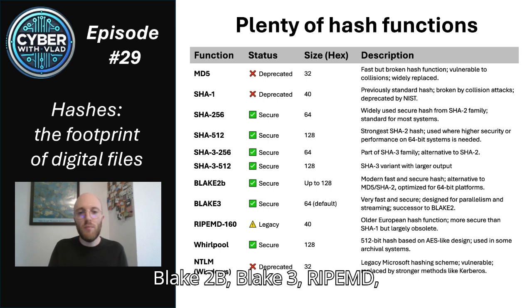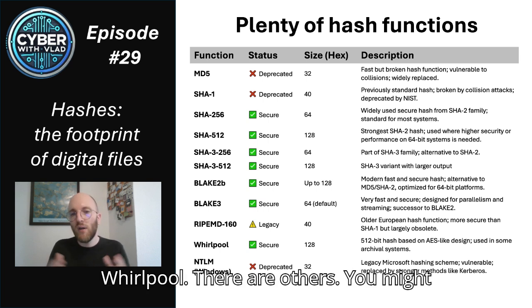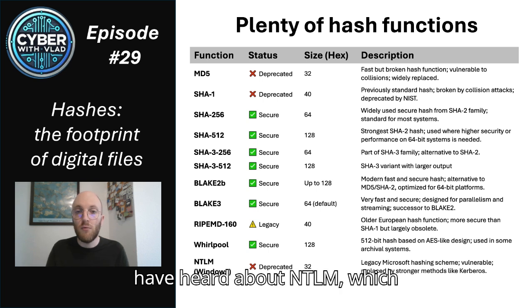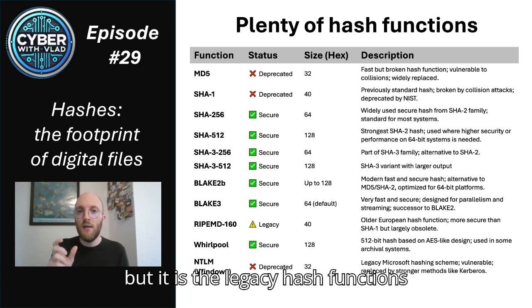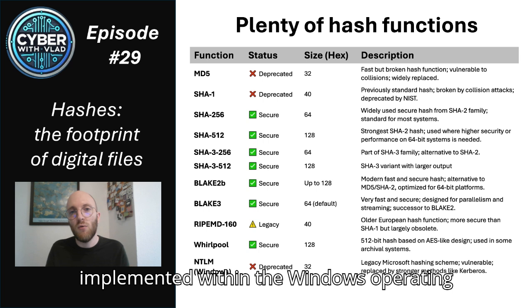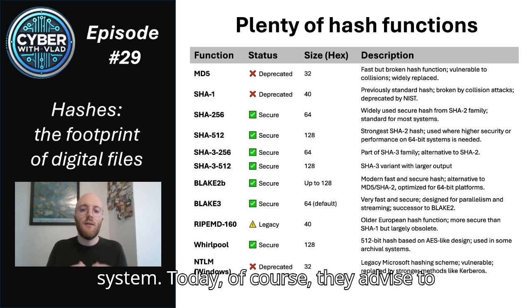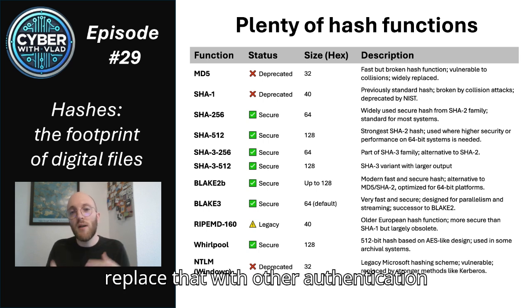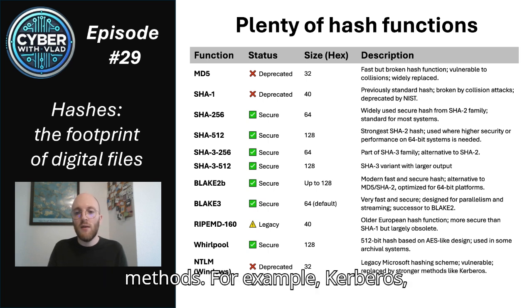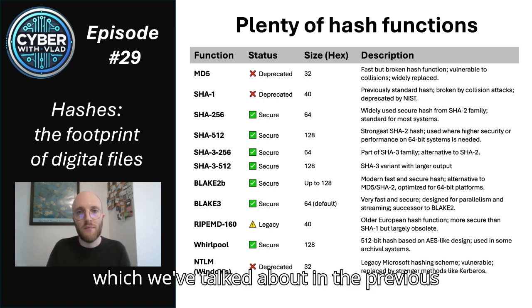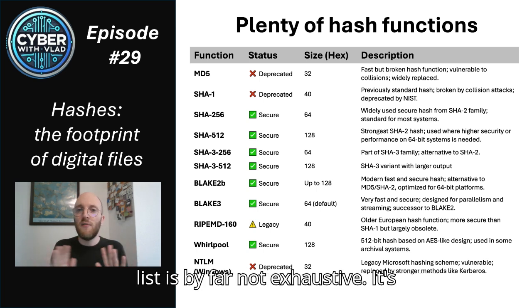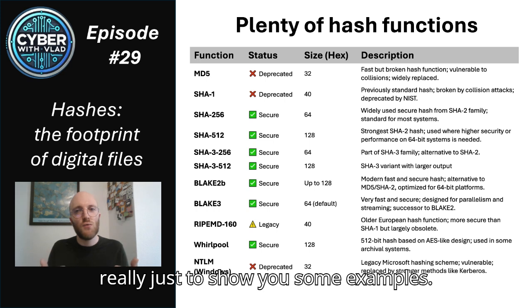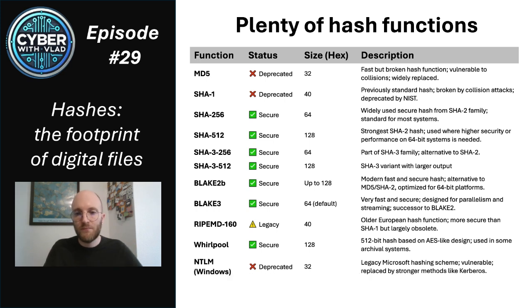Similarly, you have Blake 2B, Blake 3, RIPEMD, Whirlpool. There are others. You might have heard about NTLM, which is also deprecated. It's also vulnerable, but it is the legacy hash function implemented within the Windows operating system. Today, of course, they advise to replace that with other authentication methods. For example, Kerberos, which we've talked about in the previous video, but that's just an example. This list is by far not exhaustive. It's really just to show you some examples.